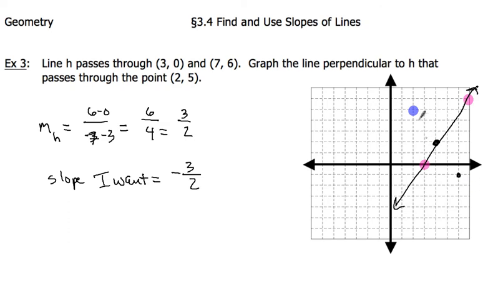Now I'm running out of space on my grid, so I'm going to see if I can go up 1, 2, 3, and over 2. And that would be off the grid as well. So my line would actually be right there. So that would be the line that is perpendicular to line H that passes through the point 2, 5. And all we had to do was use slope for that. If you understood that, that's pretty good.